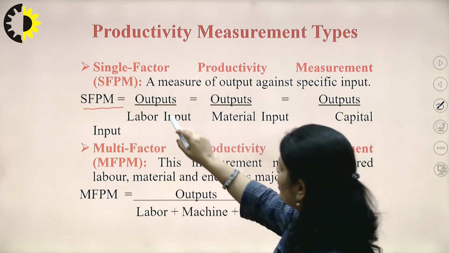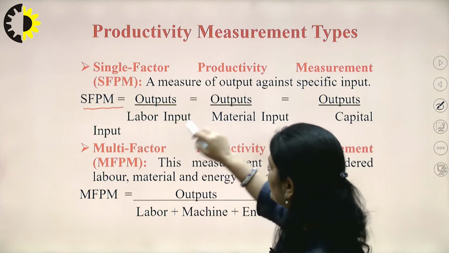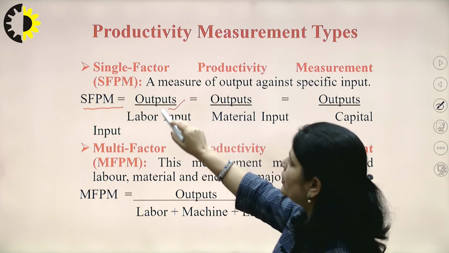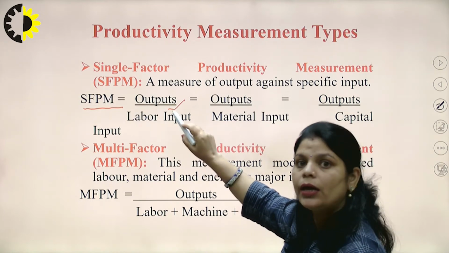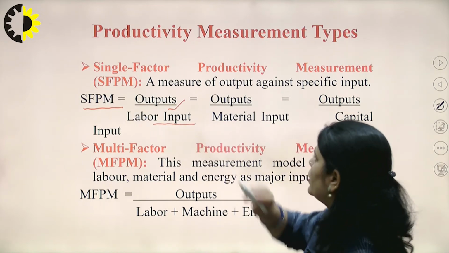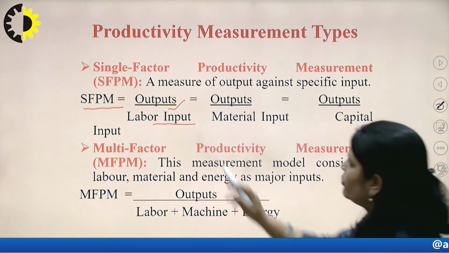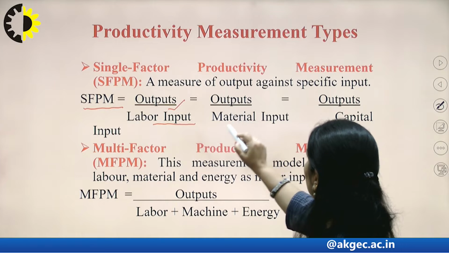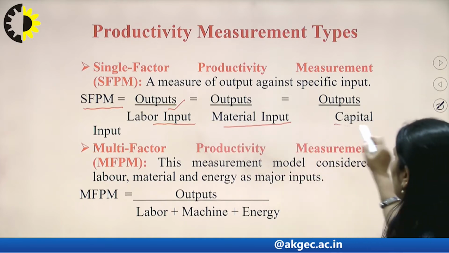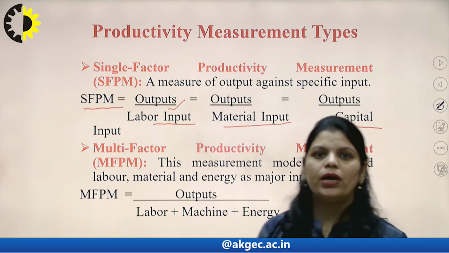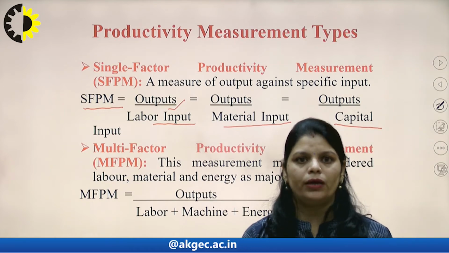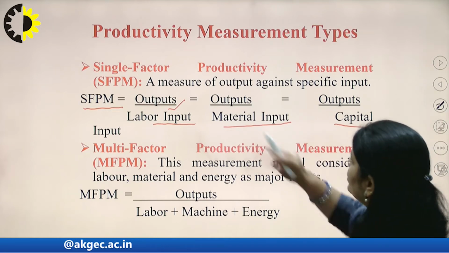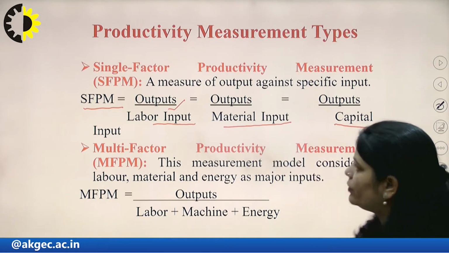So we can see in this diagram, in this formula, that in case of the single factor productivity measurement we have calculated output against a particular input factor, that is the labor input. Or we can calculate the productivity measure in terms of the material input or the capital input. Meaning we are focusing on only one input. In this way we can define the single factor productivity measure.